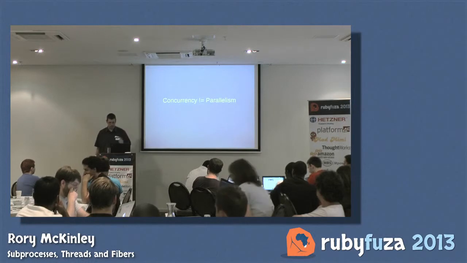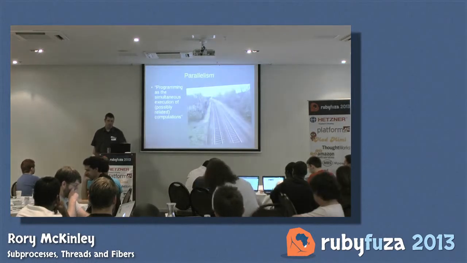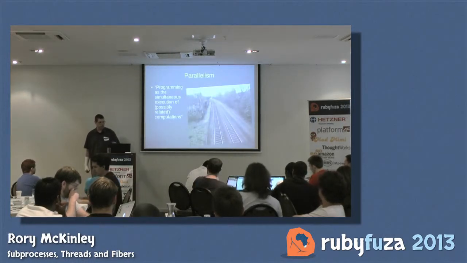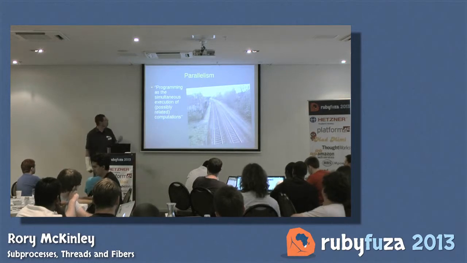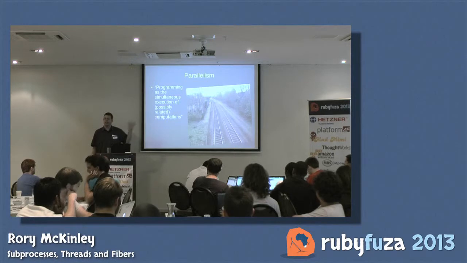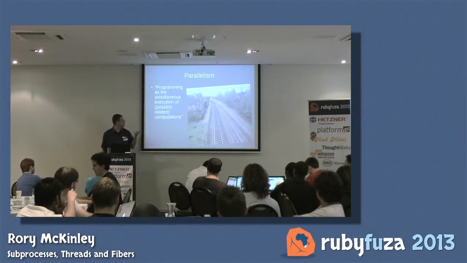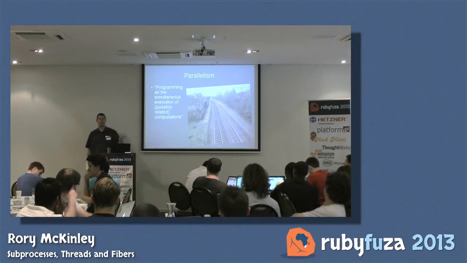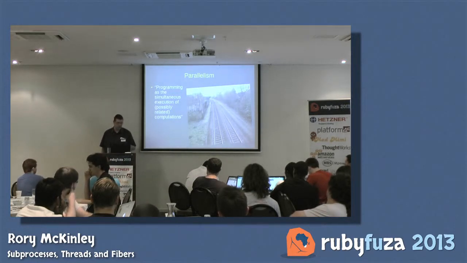And I thought, oh, that's interesting. Parallelism, to quote, is programming as the simultaneous execution of possibly related computations. And yeah, that didn't help me either to understand the difference. So the best analogy that I've seen so far is juggling. And I spent 2 weeks practicing, so I could give you a juggling demo to help things along.